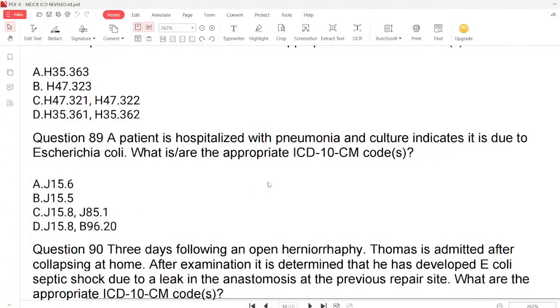89. A patient is hospitalized with pneumonia and culture indicates it is due to Escherichia coli. So, what is the appropriate ICD-10 code? Darling, yes, dear. 88 option B, correct.